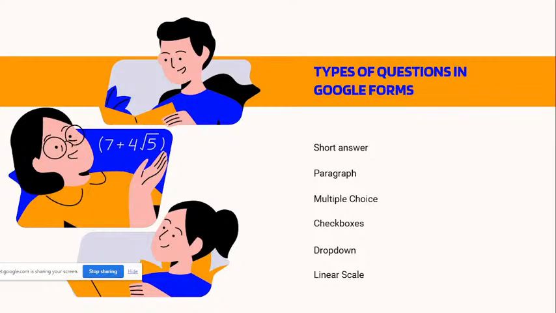The next one is your multiple choice, which is very common. It's just like your objective. You are given a question, and then you are given options, and you can pick only one out of all the options. So the next is check boxes. Check boxes is just like your multiple choice question. The only difference is that while in multiple choice you can only pick one option, in check boxes you can pick more than one. You can pick two, you can pick three, you can pick all, or you can choose to pick only one.